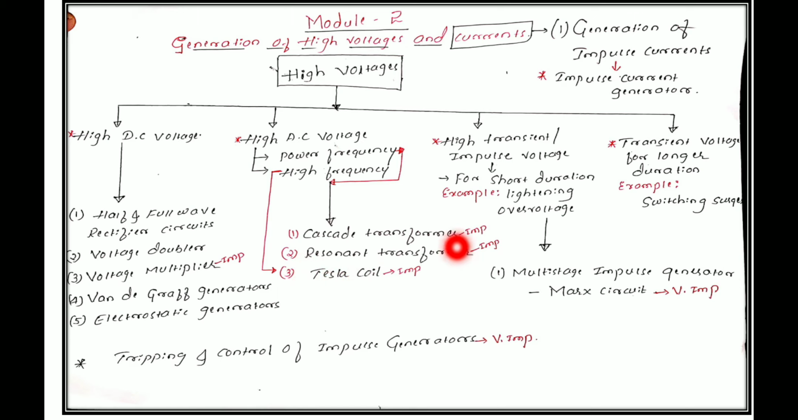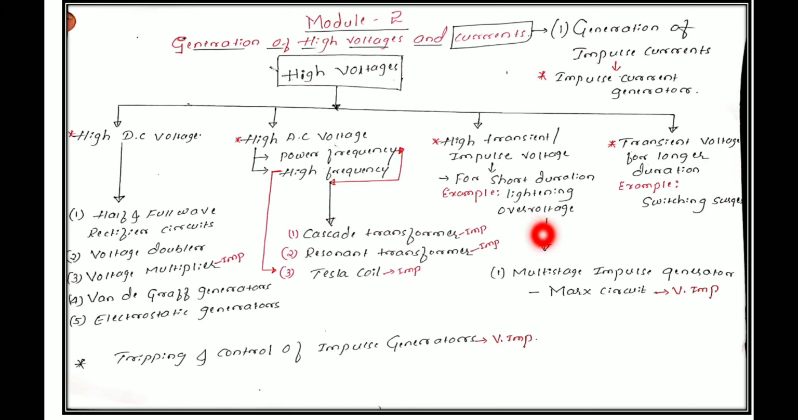Next comes high transient or impulse voltage. I said that impulse means this voltage is also a unidirectional voltage, but it rapidly rises to a peak value and then drops down to zero value. This voltage is considered for two durations: one for a shorter duration and one for a longer duration. An example for a shorter duration is lightning overvoltage. An example for a longer duration is switching surges.